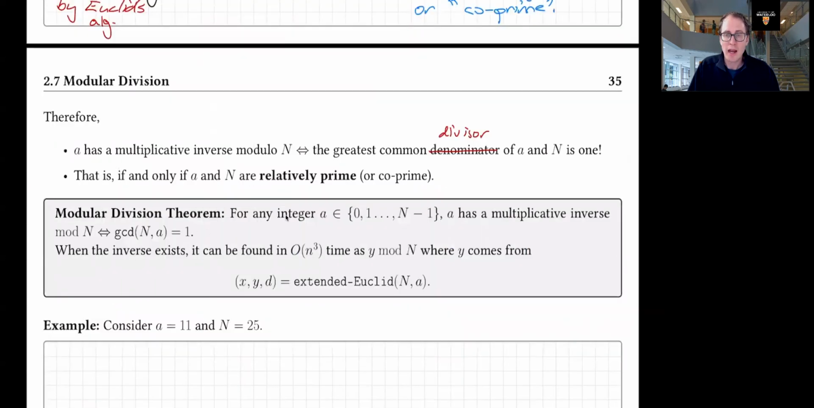So for any integer a in 0 to n minus 1, a has a multiplicative inverse mod n if and only if the greatest common divisor of n and a is 1. When the inverse exists, it can be found in n cubed time as y mod n, where y comes from extended Euclid on n, a.